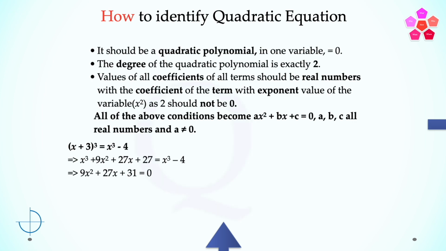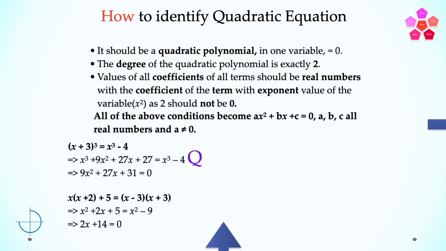This is a quadratic equation, and as we can see, it satisfies all the conditions. Let's take the second example. x into (x plus 2) plus 5 is equal to (x minus 3) as a whole multiplied by (x plus 3) as a whole. On simplification, we have x squared plus 2x plus 5 is equal to x squared minus 9. If we cancel x squared from both the sides, we have 2x plus 14 is equal to 0. So this is not a quadratic equation.